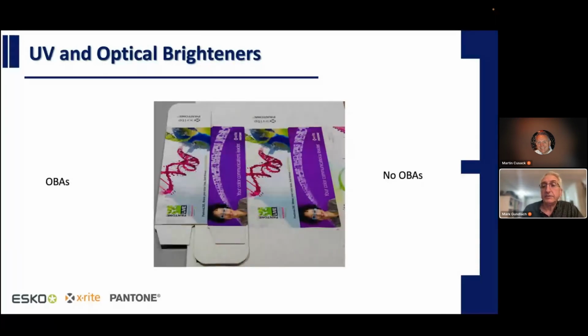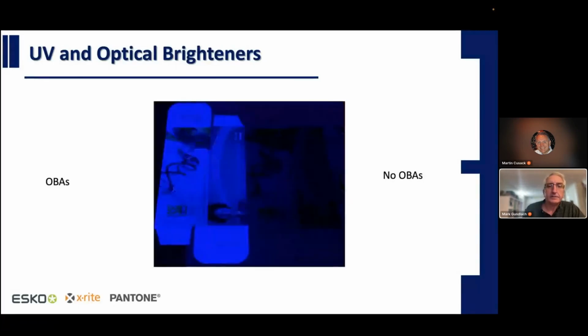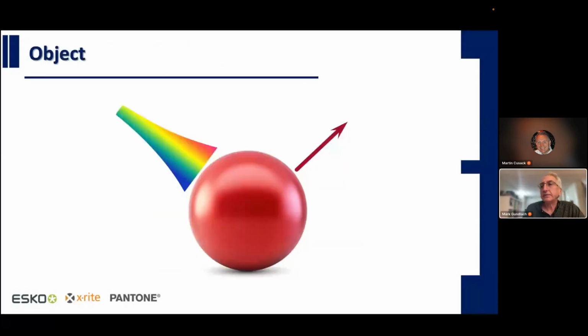So the viewing booths, some of them, do have the ability to view the UV impact on that substrate. On the left side here, we've got a box printed with OBAs included, and on the right there's no OBAs. When we flip on the UV light, we see the glowing of those optical brighteners. So that's an option in some viewing booths to evaluate how much of this we have. So that's about the light.